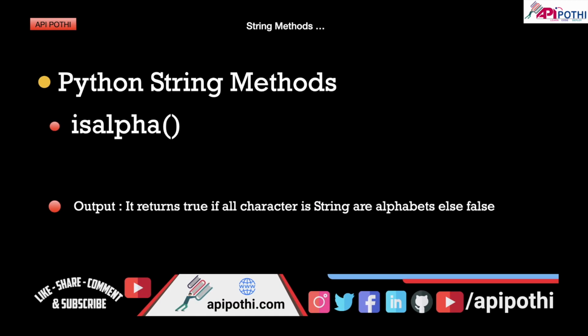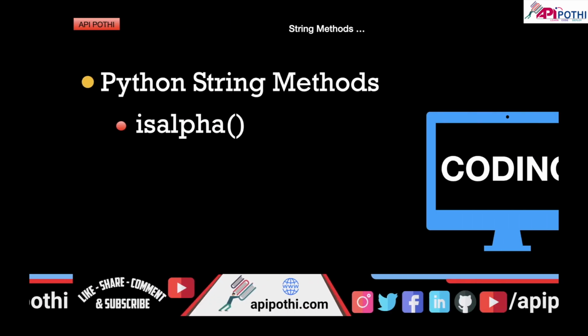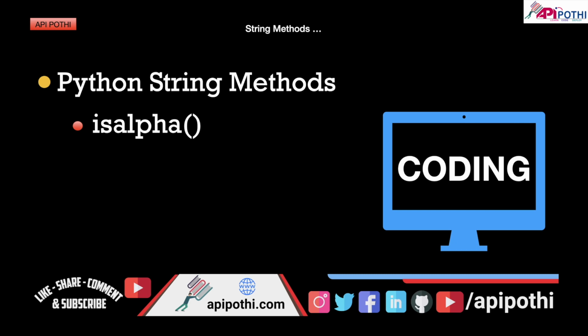Now coming to another method called isalpha. Isalpha is basically a boolean method which gives a true or false value. It returns true if all the characters in the string are alphabets. Whereas if at least one character is not an alphabet, either it is a number, some special character, or a space, then isalpha is going to return false. Now coming to the IDE to understand isalpha more.